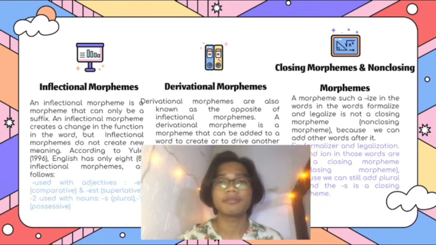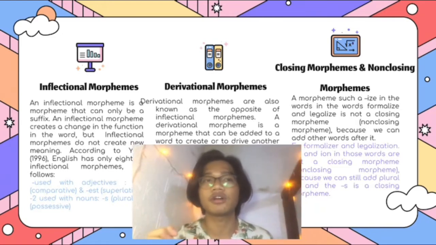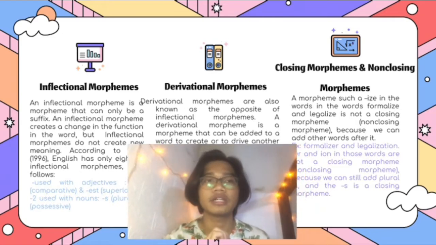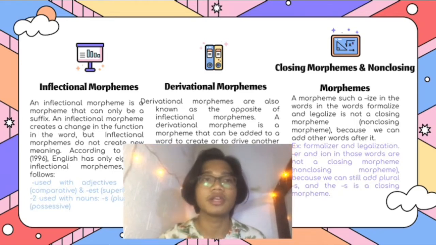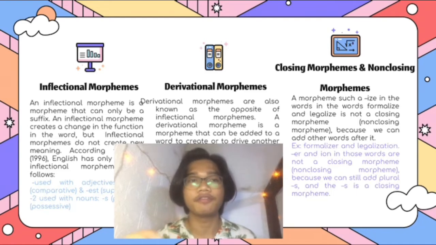Okay, and the next material is the second subtype of bound morpheme. There are derivational morphemes. Derivational morphemes are also known as the opposite of inflectional morphemes.